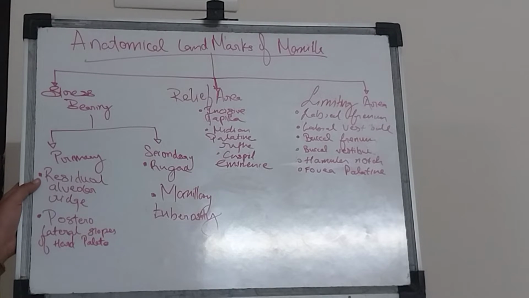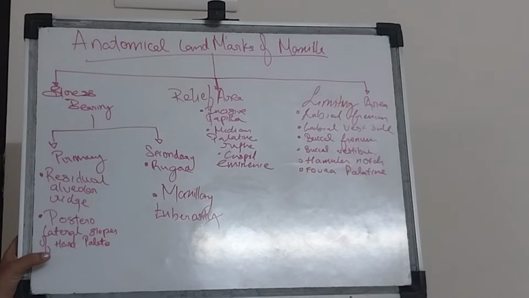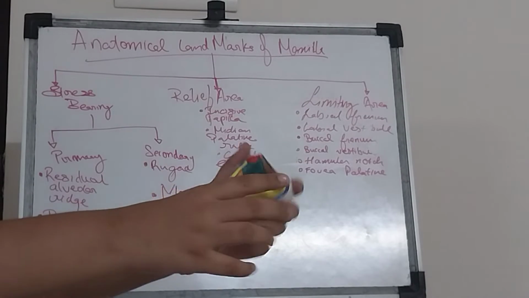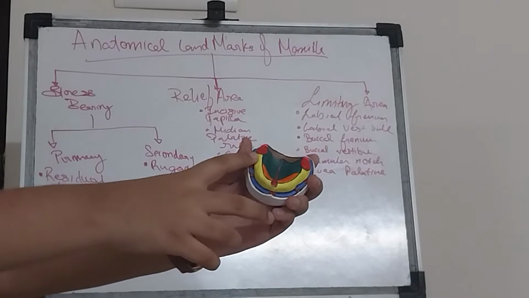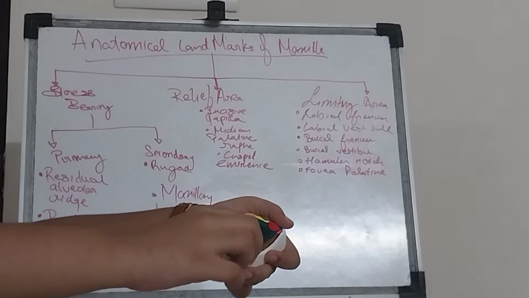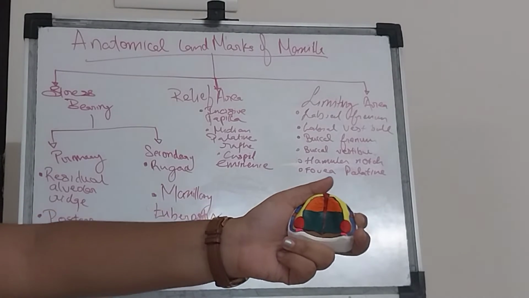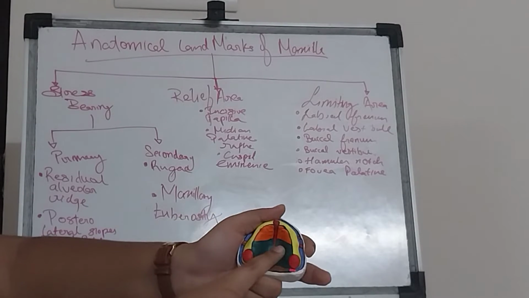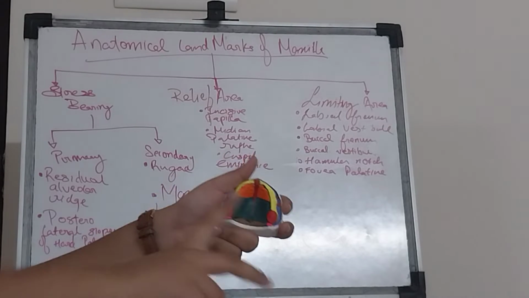The primary ones are the residual alveolar ridge and the posterior lateral slope of the hard palate. So what are the two stress bearing areas? One is this yellow portion, which is called the residual alveolar ridge, and this dark green portion is the posterior lateral slopes of the hard palate. Posterior is behind and lateral is sideways. This is the hard palate.